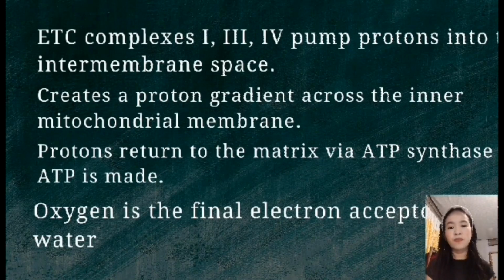First, ETC complexes 1, 3 and 4 pump protons into the intermembrane space. This complex uses the energy from electrons to push H+ ions into the intermembrane space. Second, it creates a proton gradient across the inner mitochondrial membrane. More H+ outside than inside makes a gradient, like stored energy.